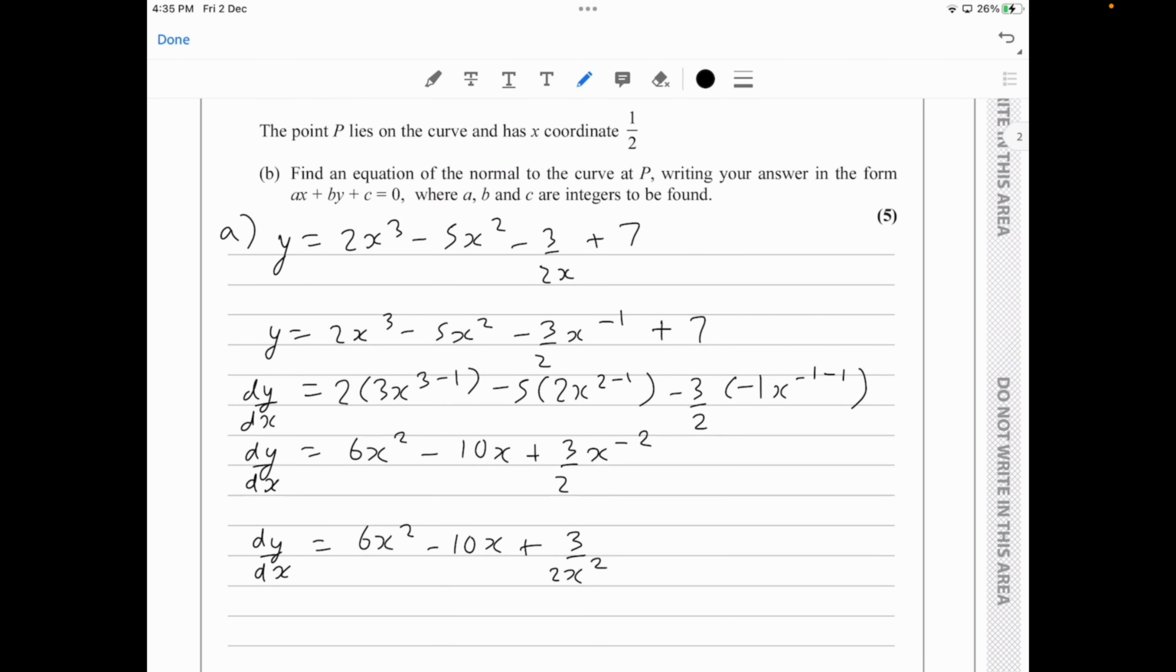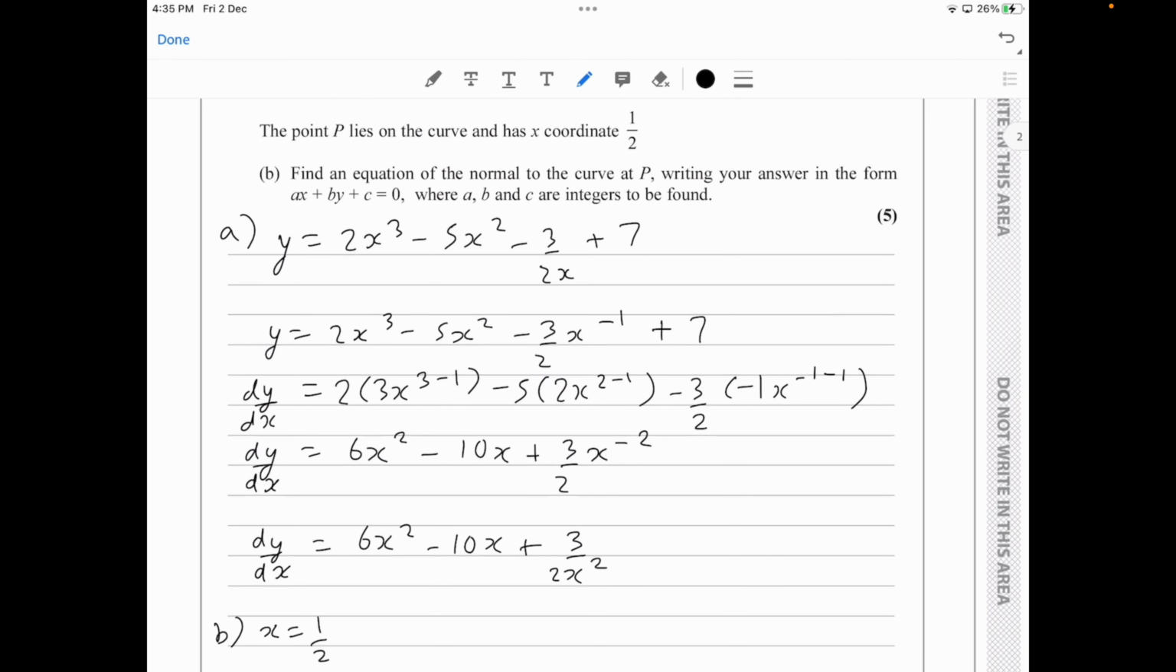Now the next question is talking about point P, which lies on the curve and has x coordinate half. So we're going to write the x coordinate. We know it's half, and we have to find an equation of the normal to the curve at P, giving your answer in the form ax plus by plus c equals 0, where a, b, and c are integers to be found.